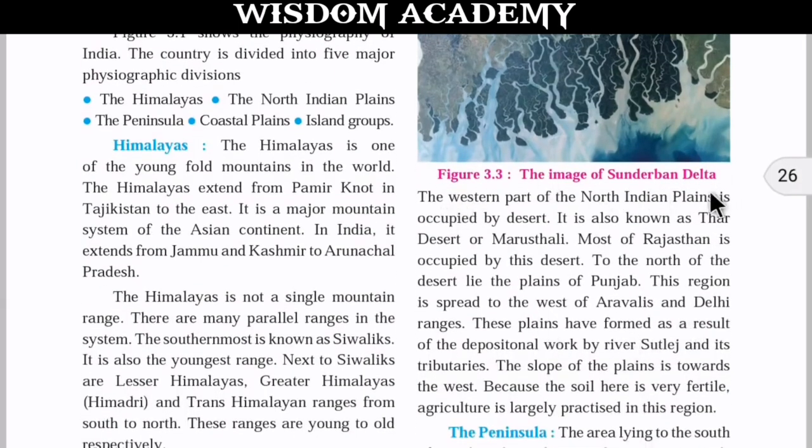The western part of northern plains is occupied by desert. In Rajasthan the plains are called Thar desert or Marusthali. Most of Rajasthan is occupied by desert. The northern desert lies to the plains of Punjab. The region is spread to the west of Aravallis and Delhi ranges. These plains are formed as a result of depositional work by Satluj river. So, Punjab plains were made due to the deposition of Satluj river and its tributaries. The slope of the plains is towards west.